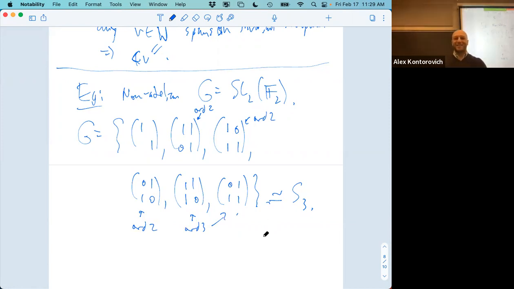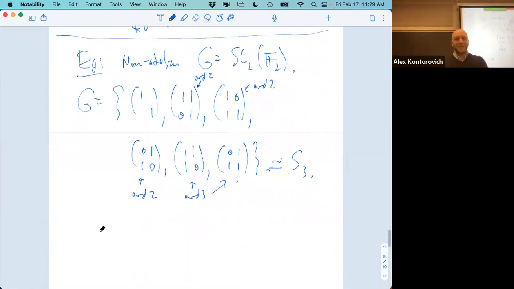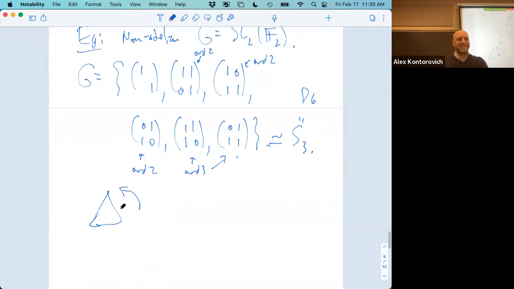Okay. S3 is the same thing as D6, which is the group of symmetries of a triangle. So what can you do with a triangle? You can rotate it by 120 degrees. That's these guys. This is a 120-degree rotation. This is a negative 120-degree rotation. Or you could keep it the same. That's the identity element. It's an important one. Or you could flip it down the middle, and you have three middles. And that's what these three guys are.